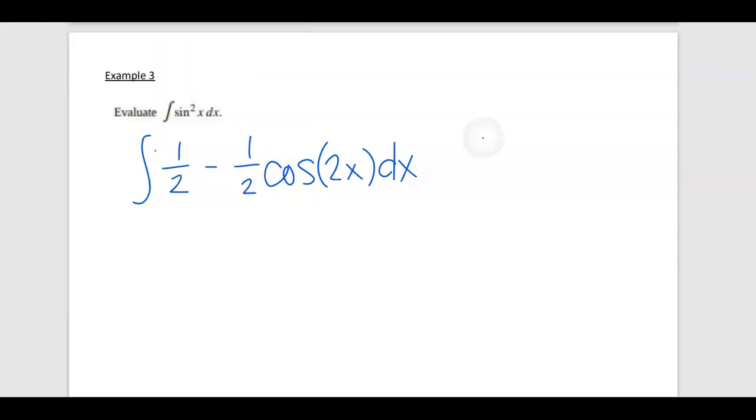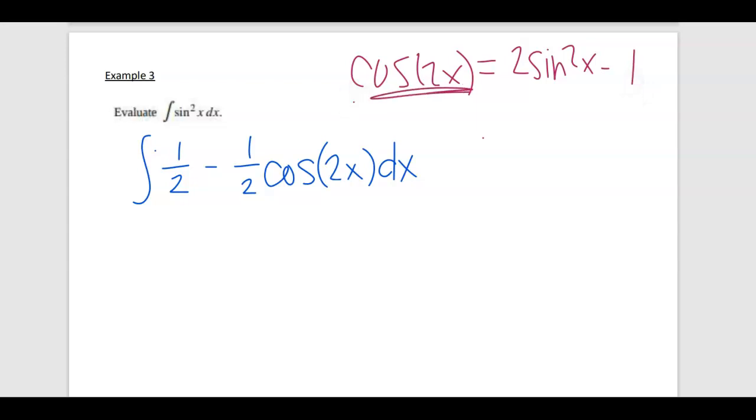Okay, the double angle identity is cosine of 2x is 2 sine squared x minus 1. And so if you solve that for this piece here, you end up getting that sine squared is this piece. I think it's plus one to get the minus on the other side. Anyway, this is our integral that we are now going to be looking at.